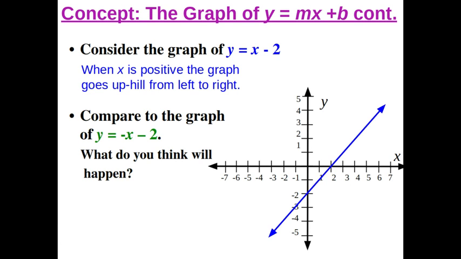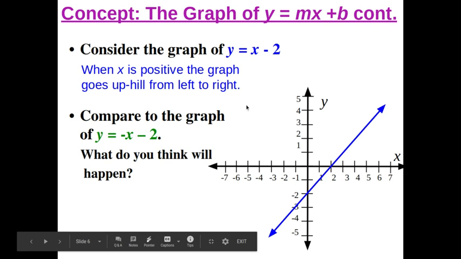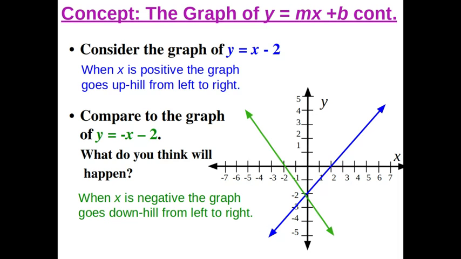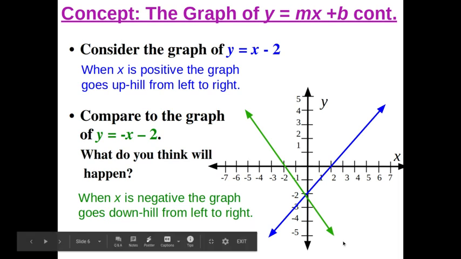And then we compare to the graph of y equals negative x minus 2. So that's going to be a negative slope. You're going to see that it goes down from here, starting at the top and going down. When x is negative, the graph goes downhill from left to right. So there you have it, the green.